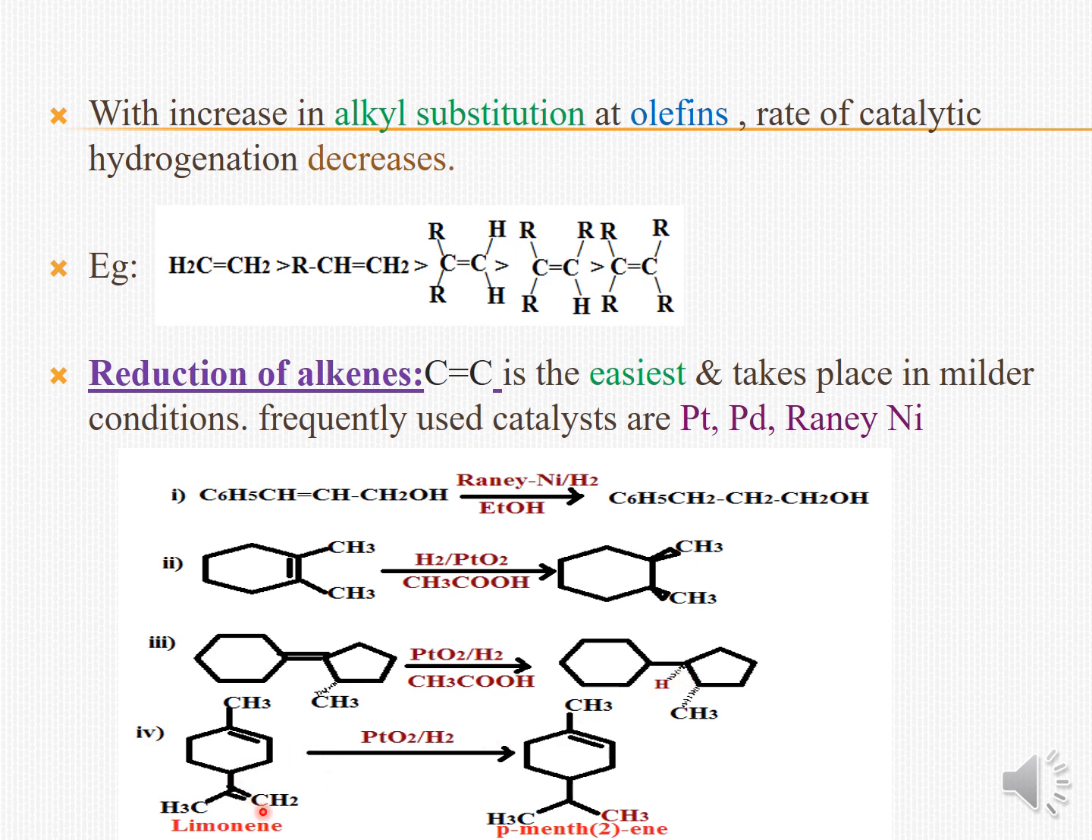And then if you take the alkene compound, limonene, as your example, in the presence of platinum oxide upon hydrogenation, this double bond gets reduced with the formation of CH3, so that your limonene is getting reduced to p-menth-2-ene.